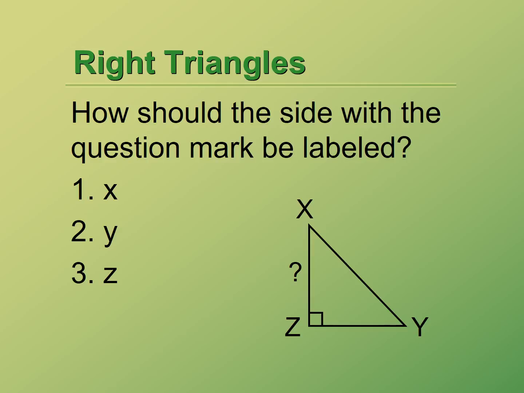Okay, so here is some practice. Let's say we want to figure out what we're supposed to label this side right here, the side between angle X and angle Z. Here are your options. We can label it X, label it Y, or label it Z. You should have chosen option number 2. You should have labeled it side Y, and the reason is because it is opposite of angle Y.